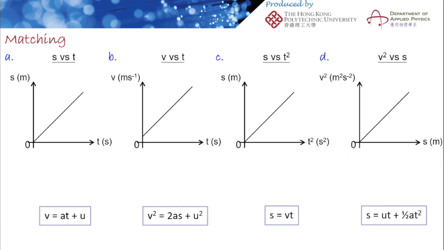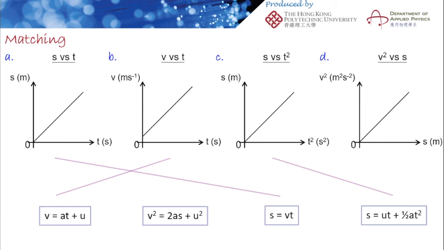Graph A, y-axis is S, and the x-axis is t. Its corresponding equation should be S equals Vt. Graph B, y-axis is V, and the x-axis is t. Its corresponding equation should be V equals At plus U. And graph C, y-axis is S, and the x-axis is t squared. Its corresponding equation should be S equals Ut plus half At squared.